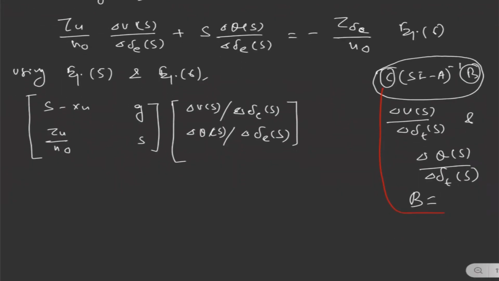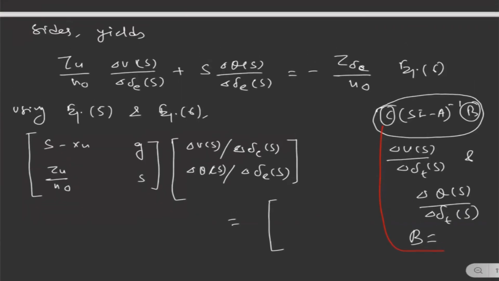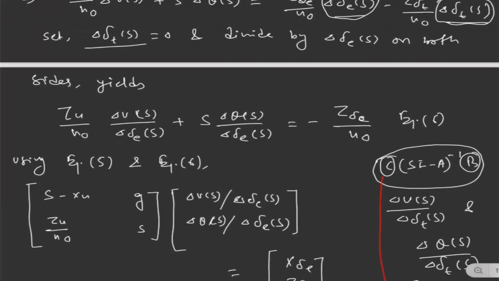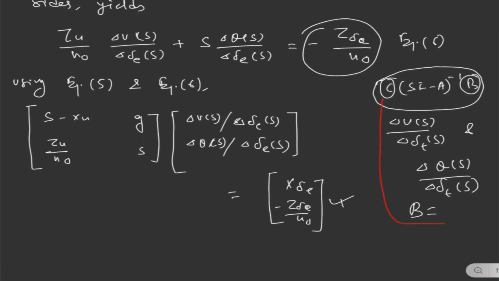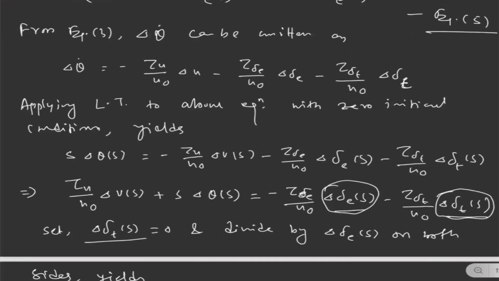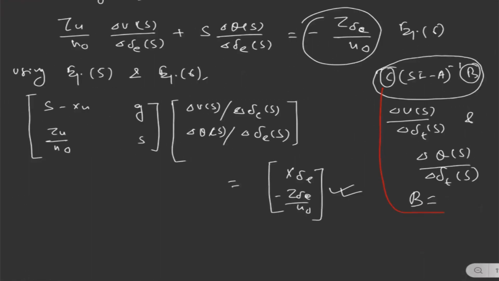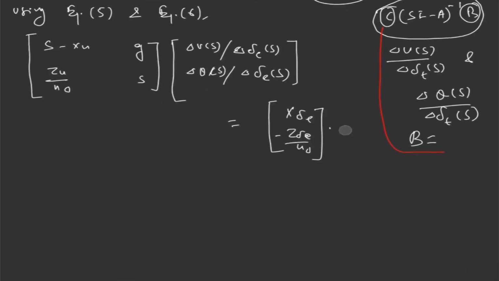And the B matrix, as I said, we are only considering the first column of the B control matrix. So here we are having X_delta_E and minus Z_delta_E over U naught. This is exactly what you are getting. You see, this is the last element of this vector, and this is also the first element of the vector. So we are getting only the first column vector of the control matrix.